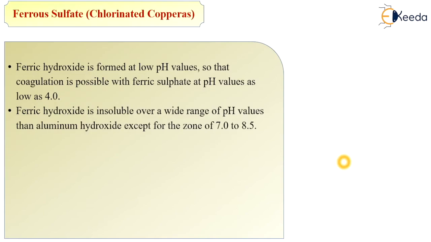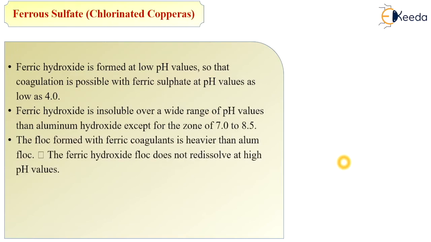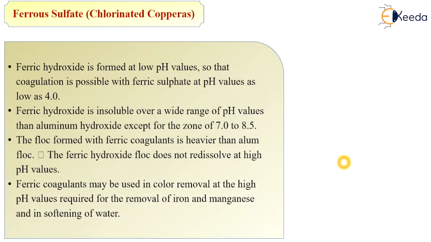Ferric hydroxide is insoluble over a wider range of pH values than aluminium hydroxide, except in the zone of 7 to 8.5 pH. The flock formed with ferric coagulant is heavier than alum flock. The ferric hydroxide flock does not redissolve at high pH values, so it will always be better than alum. So ferric coagulants may be used in color removal, at the high pH value required for the removal of iron and manganese, and in softening of water.